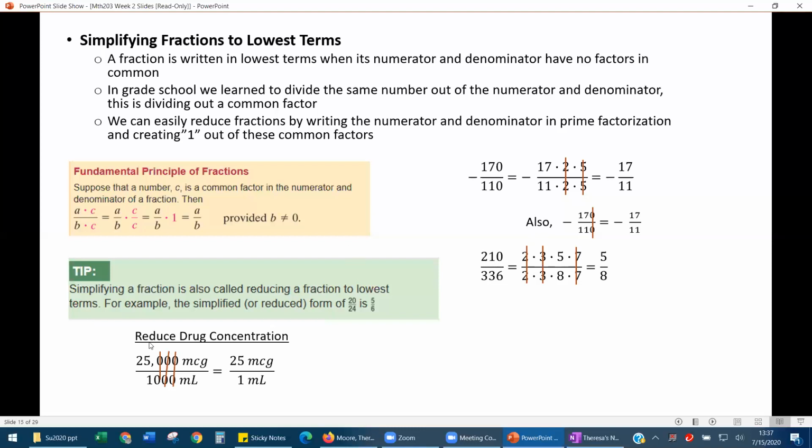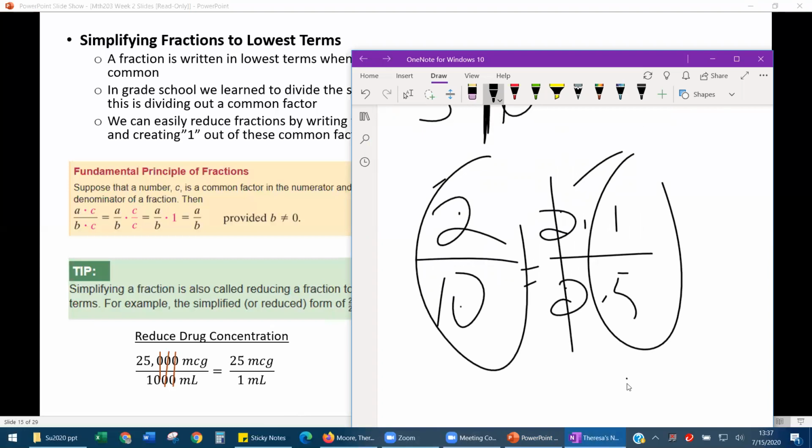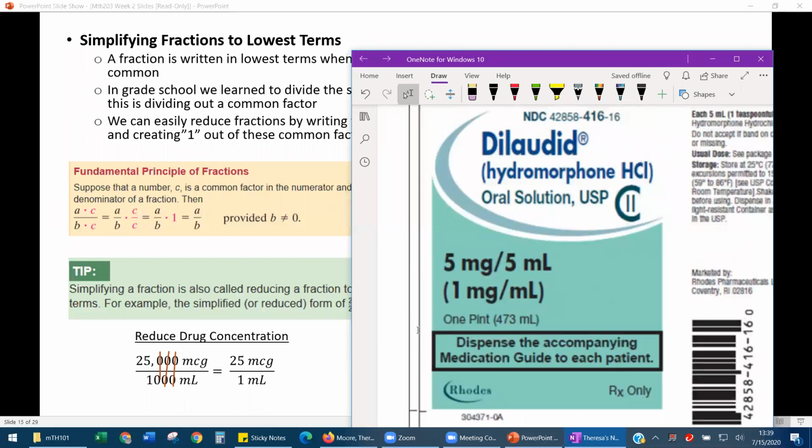Now you can also do this with a drug concentration. If any of you are in the medical field, you may have seen concentrations printed on a label in 2 different ways. So you can have a drug label. If we look at this drug label, this concentration, it's 5 milligrams per 5 milliliters, and below it, it also says 1 milligram per 1 milliliter. These are actually the same. One is the reduced form of the other.